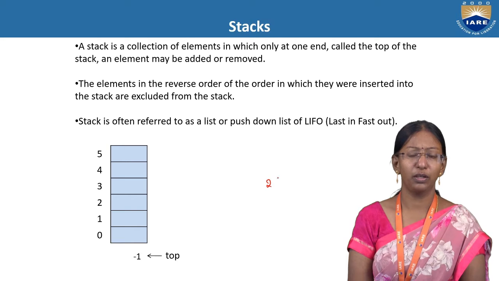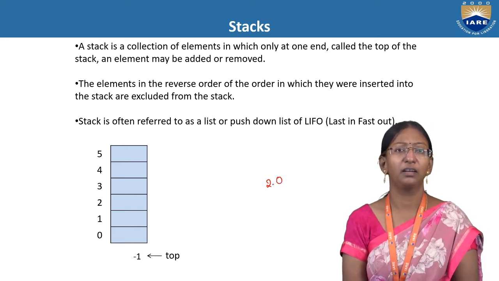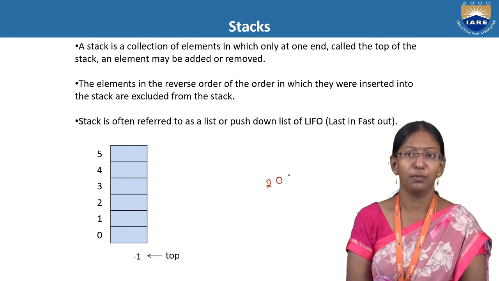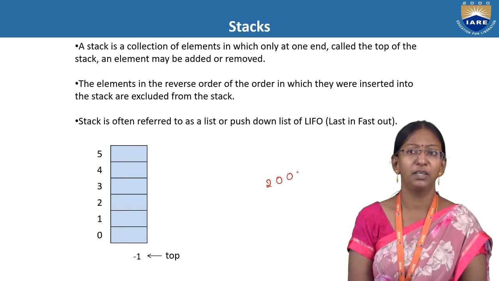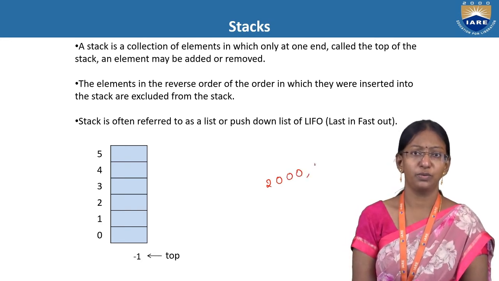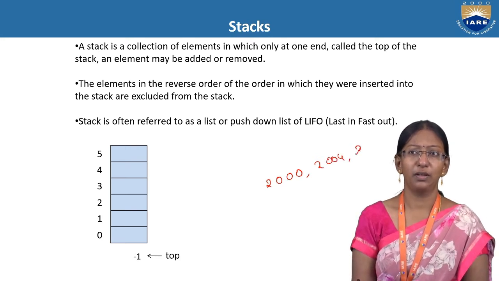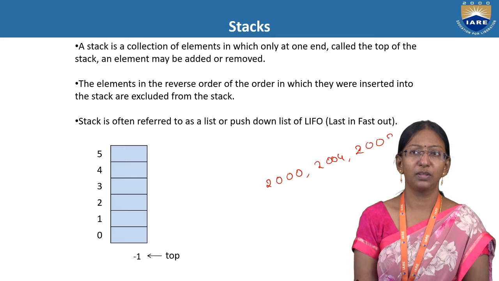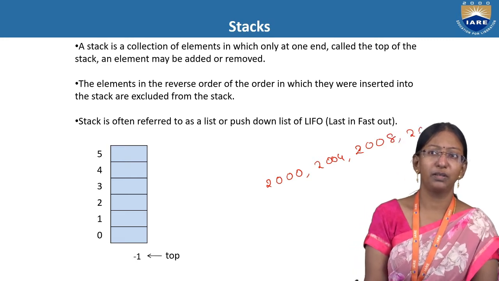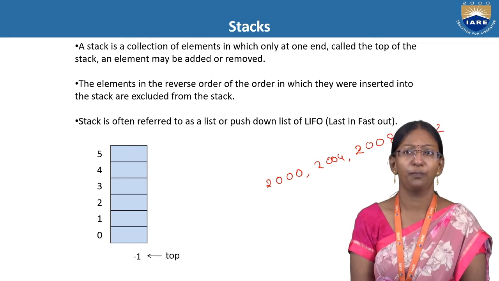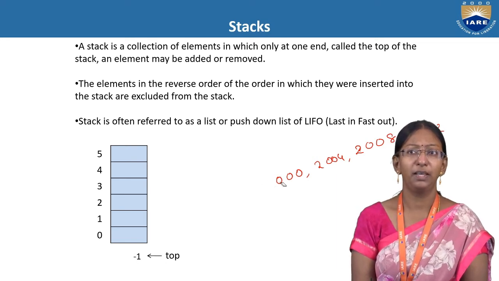Means if we are talking about integers and say that they need 4 bytes of memory. So if the first element is stored in location 2000, next will be stored in 2004, and the third element will be stored in 2008 location, fourth one will be stored in 2012 location, and so on. That means they are placed in consecutive memory locations, right?